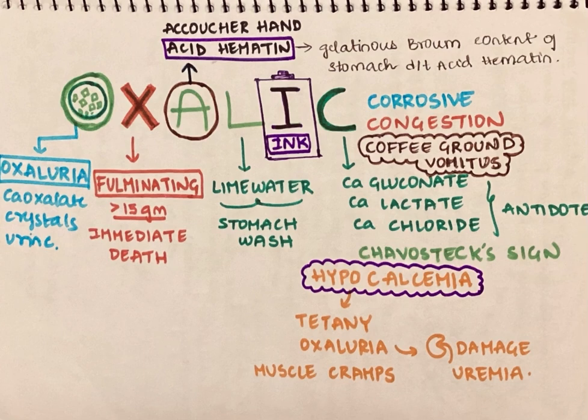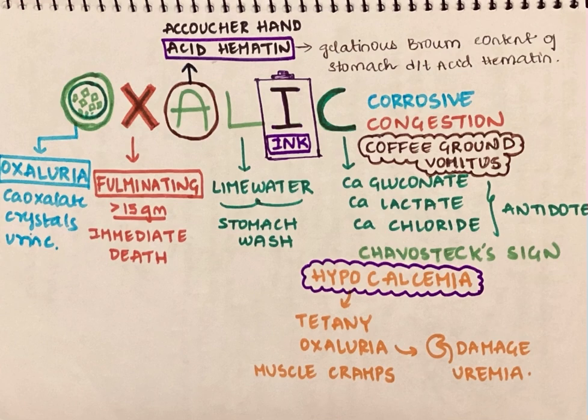And the antidotes which you can give for oxalic acid poisoning are calcium gluconate, calcium lactate, calcium chloride. They take up all the oxalic acid present in the body, combine with it and form an insoluble substance which is excreted out. That is why it is an antidote. The other C stands for Chvostek's sign. In case of hypocalcemia, you can see Chvostek's sign. And also in case of hypocalcemia, you can see other symptoms like tetany, muscle cramps, muscle tenderness, Chvostek's sign, carpopedal spasm, etc. Right?